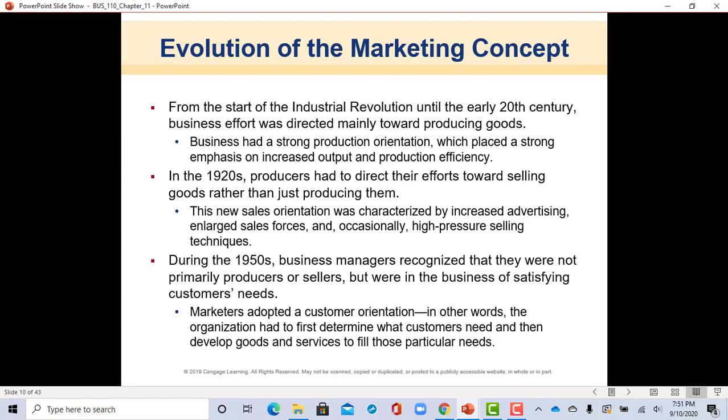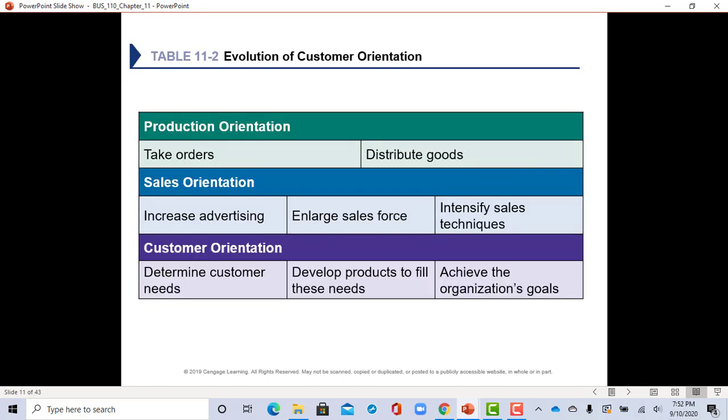The evolution of the marketing concept. First, we focused on production, and then later Americans focused on selling, and then now we focus on customer relationships. And here's a table identifying the evolution of customer orientation. First we were concerned with products, then sales, and now we're more concerned with the actual customer.